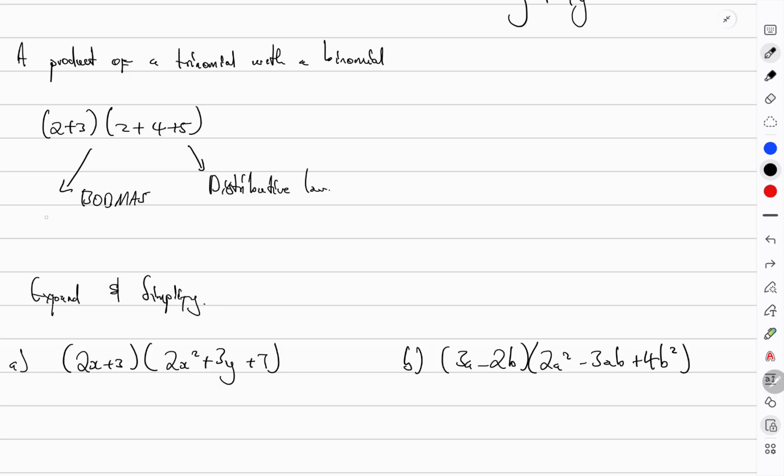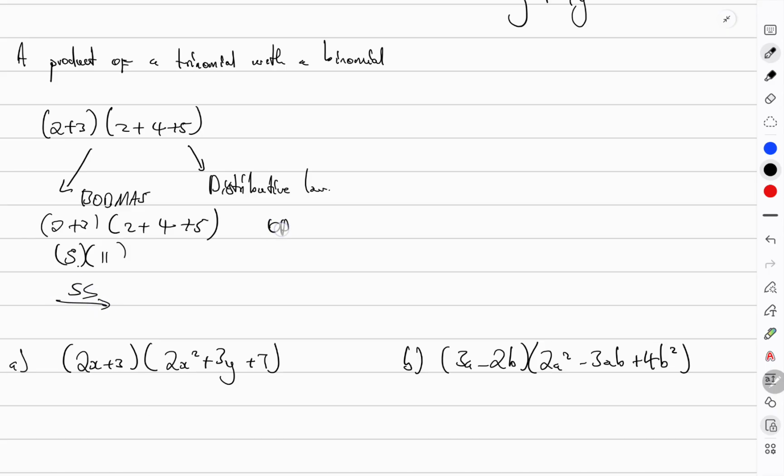I'm having 2 plus 3, multiplied by 2 plus 4 plus 5. Therefore, with BODMAS, deal with whatever is inside the bracket. I will have 2 plus 3, which is 5. And that side, I'm going to have 2 plus 4, which gives us 6, and 6 plus 5 gives us 11. And what is 5 times 11? 55. So here we got 55.